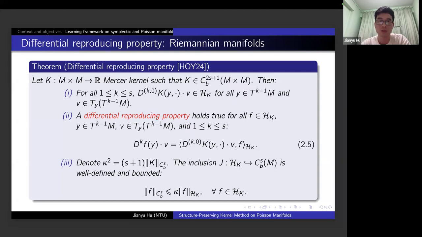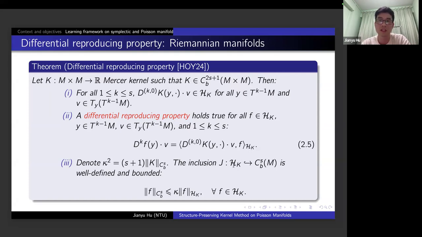Moreover, a differential reproducing property holds, as shown in 2.5. It means that the differential of any function in the RK-trace can be expressed by the RK-trace paralleling between the differential of the kernel and the function itself. As a result, we can embed the RK-trace into the CBS space.